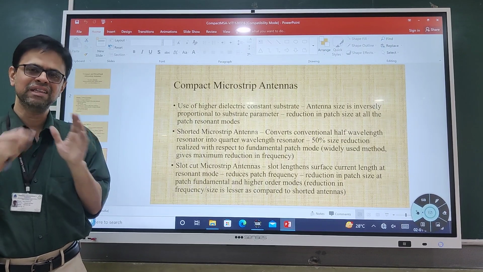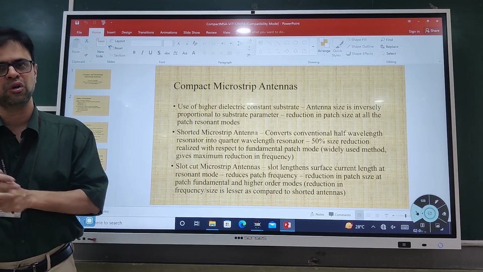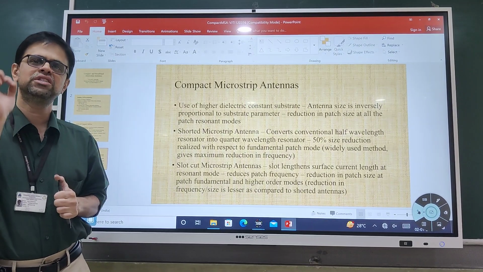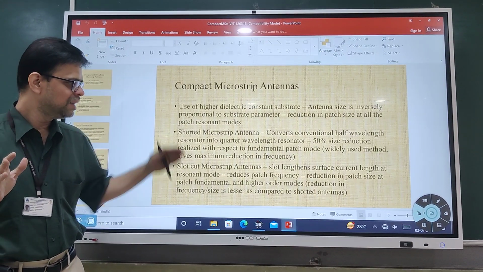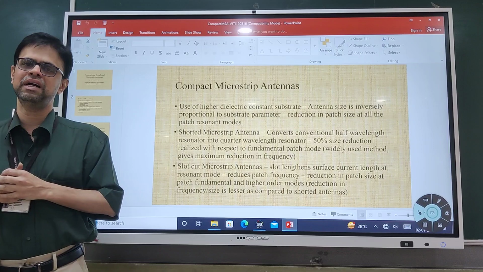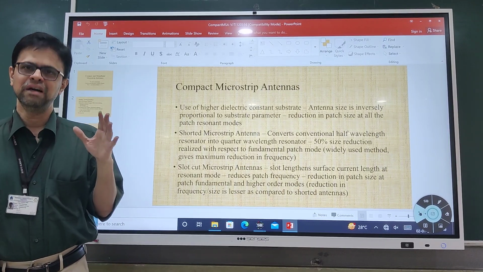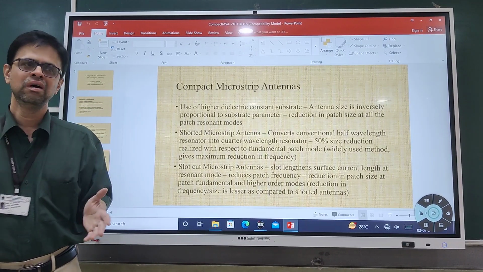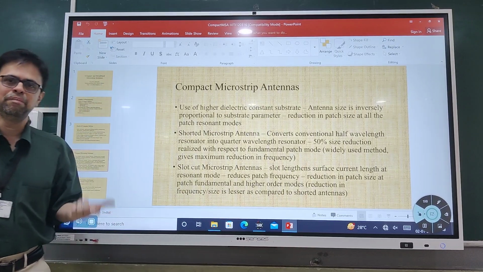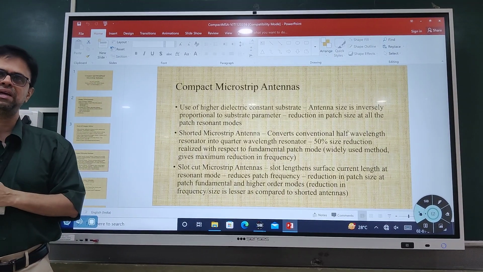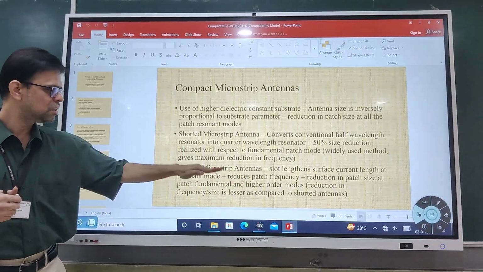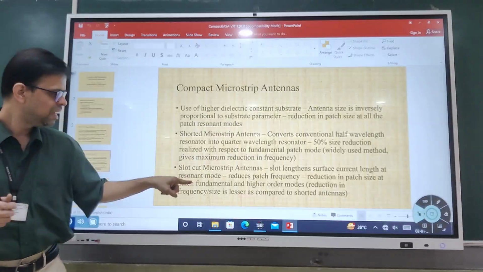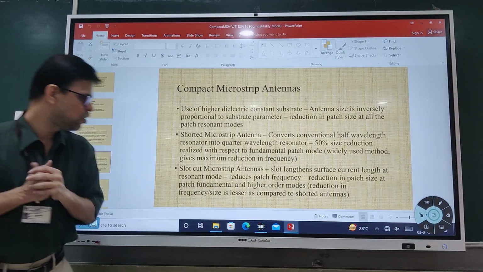In fact, there the knowledge of selecting the appropriate slot location with respect to the mode distribution on the patch is very important. So a slot, unlike the case of the shorted microstrip antenna, does not always affect the fundamental mode. Depending upon its position, and depending upon what is required for the application, a single band design or multi-band design, we can use slot cut compact antennas at the fundamental as well as higher order modes.